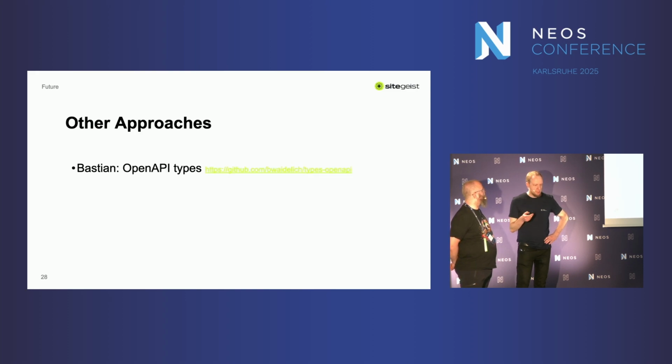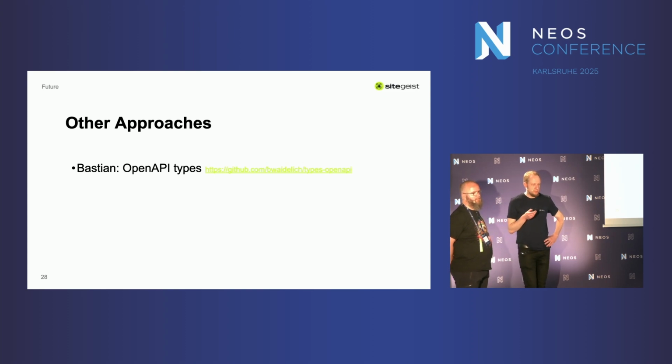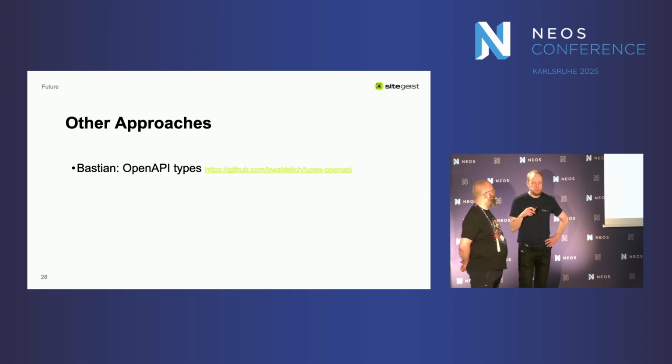And we are also not the only ones dealing with this topic right now. Basti has also released a package which can do similar things, the OpenAPI types package. And that's always something that sounds like, hey, perhaps we should put our heads together and create a Neos solution that we can use in the core.